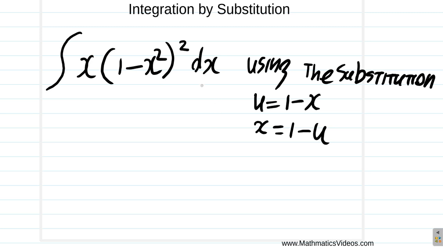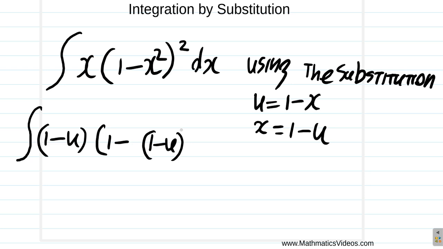We're going to have a function in u, but dx, let's see what will happen. We have the integral of x, which is 1 minus u, times 1 minus what is x squared, which is (1 minus u) squared, and then all of that squared, dx.